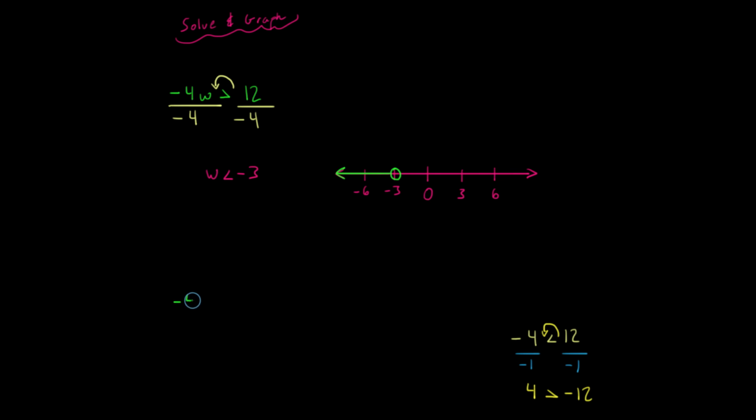So negative 4 times negative 6 is greater than 12. Let's find out if this is true. Negative 4 times negative 6 will give me positive 24. Positive 24 is greater than 12. This is a true statement. It checks out. And if I were to choose a value that were greater than negative 3 on this number line and substitute it in for w, it would prove that that is a false statement. Therefore, w is less than negative 3, and here's my graph. Cool stuff.